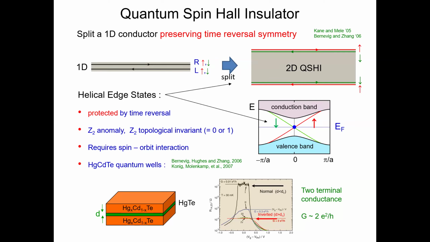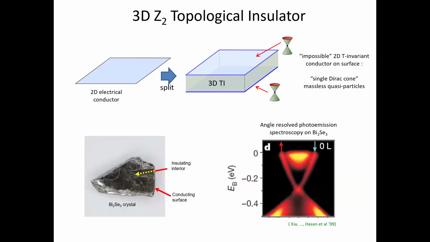So one can do the same thing with the three-dimensional topological insulator. I'm just going to go through this very fast. We can imagine playing the same game of starting with a two-dimensional electrical conductor and splitting it in half. Then what one has on the top and the bottom surface are states that have a single Dirac cone in their electronic structure, and this is what happens in that case.